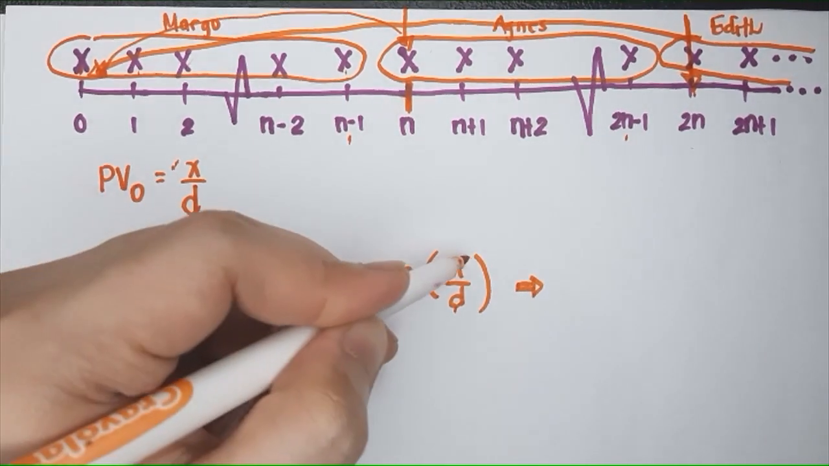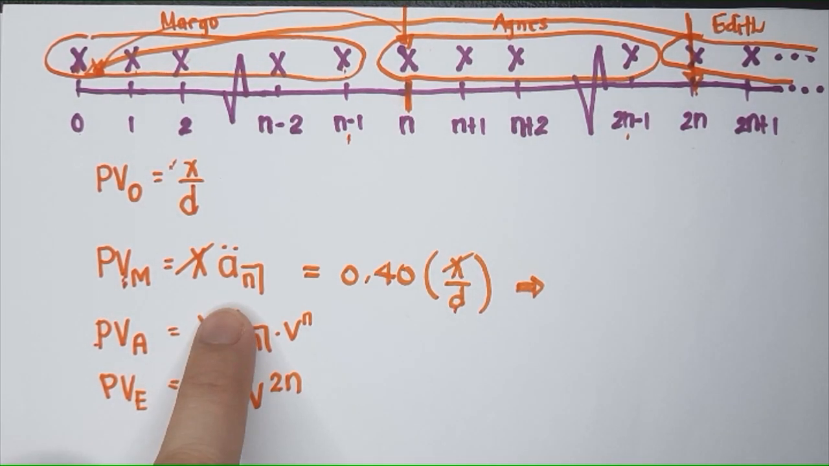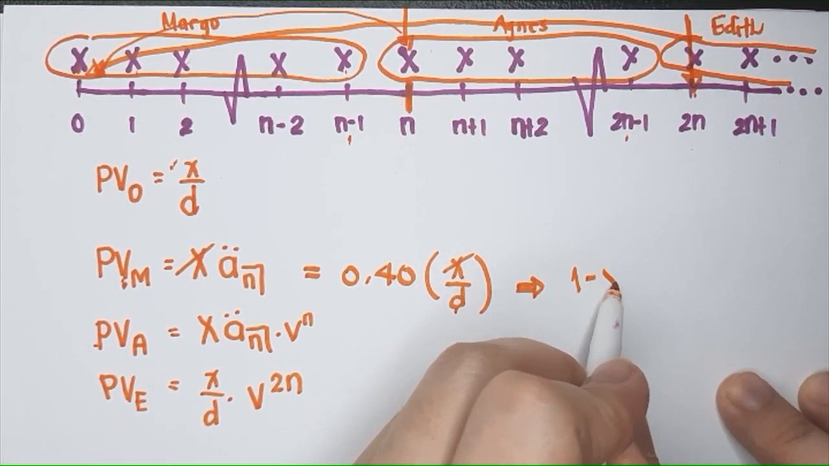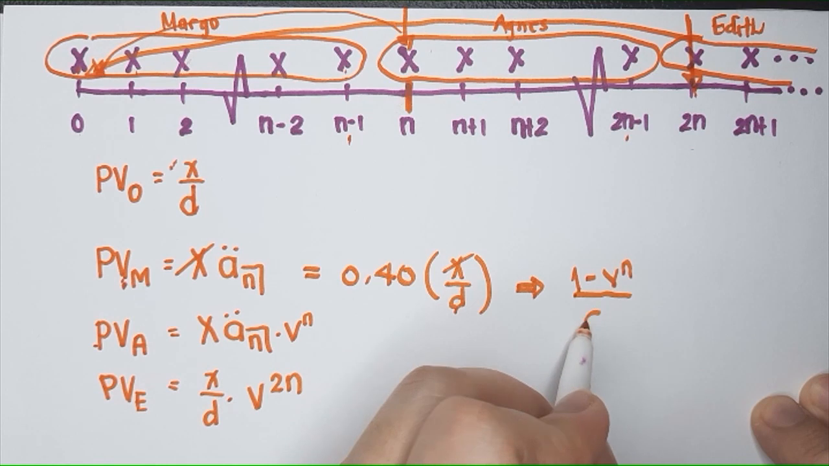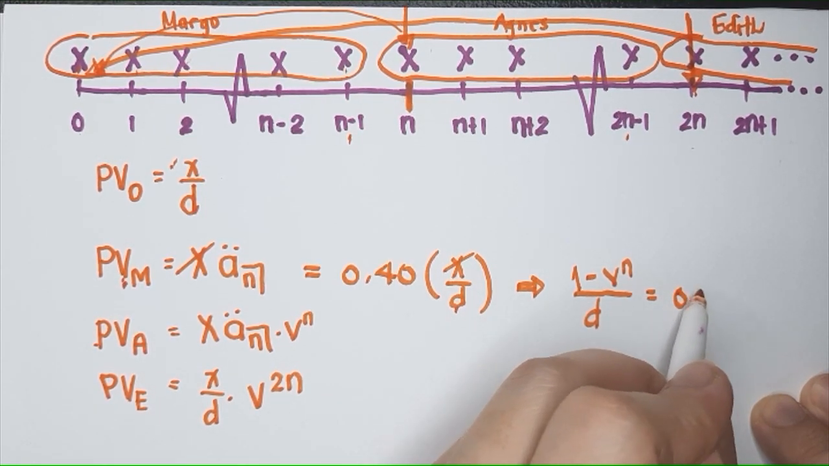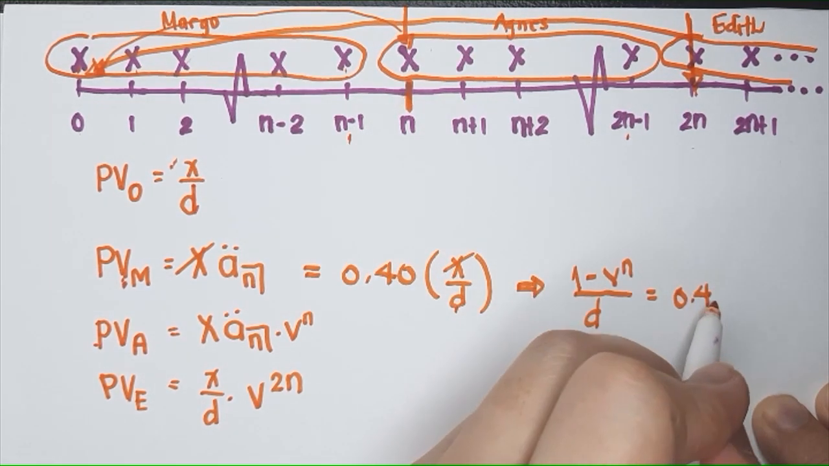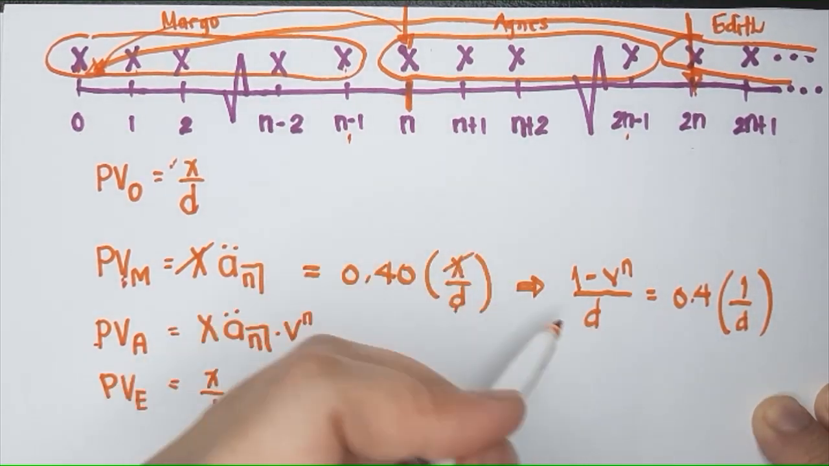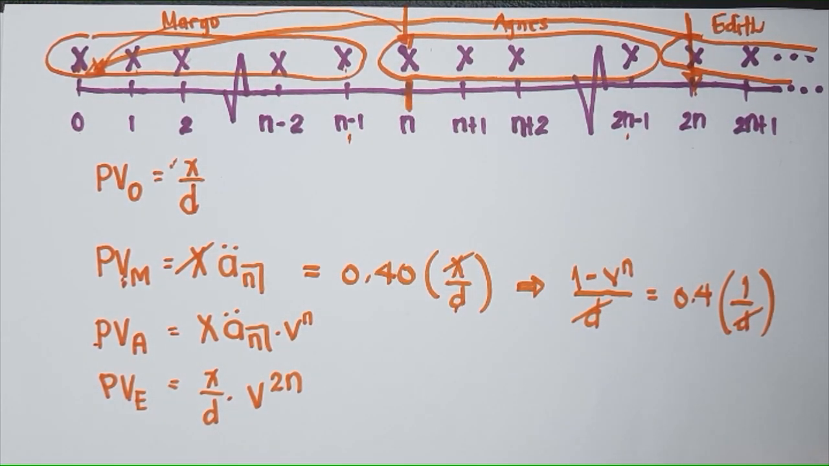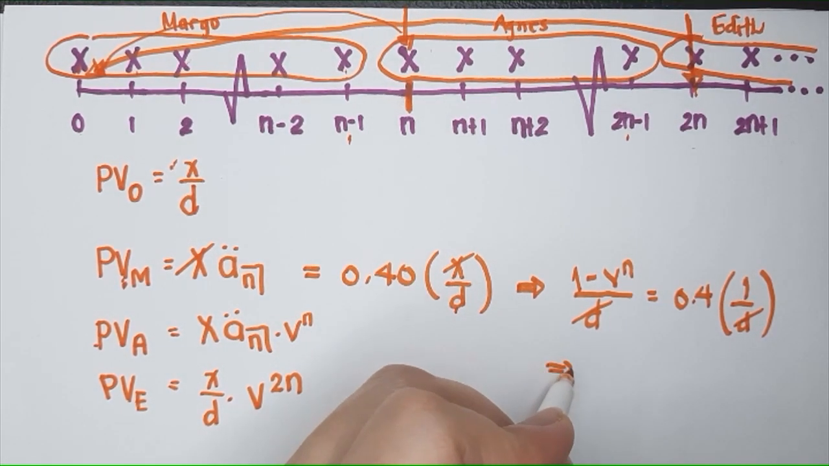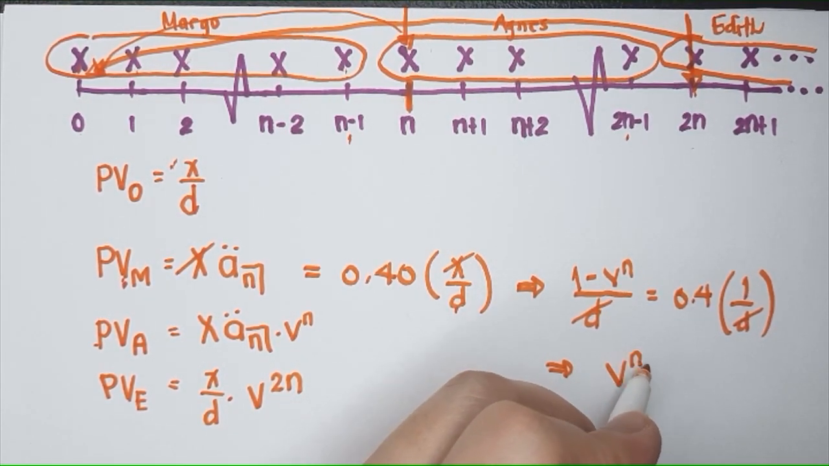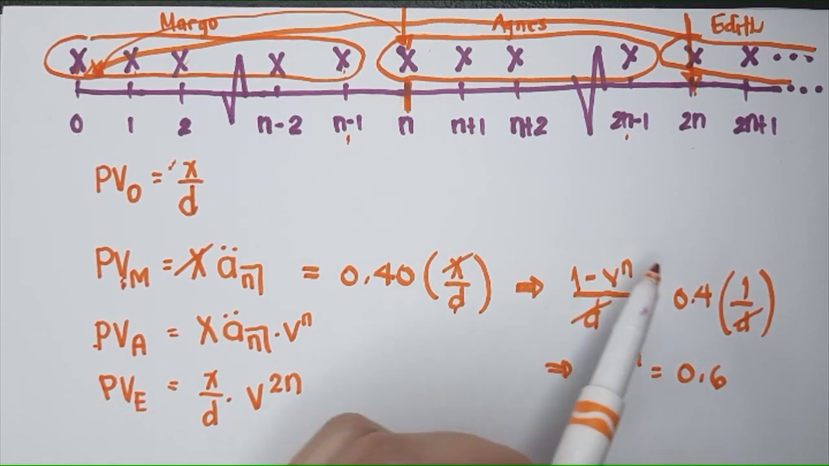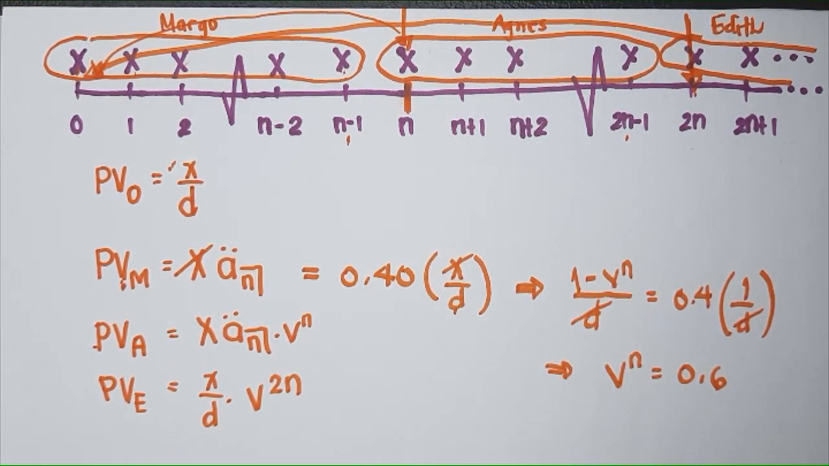Magka-cancel na yung mga X. Right? Tapos, yung A double dot angle N, this is written as what? 1 minus V to the N over D. It's equal to 0.4 over D. Dito na lang, 1 over D. So, kita nyo, magka-cancel din yung D. So, we have here V to the N equals 0.6. Right? Lipat nyo to sa kabila. 1 minus 0.4, it's 0.6.